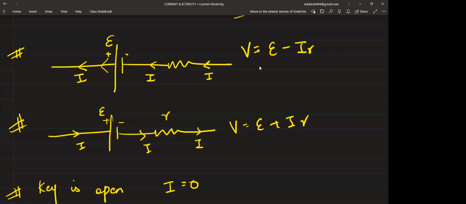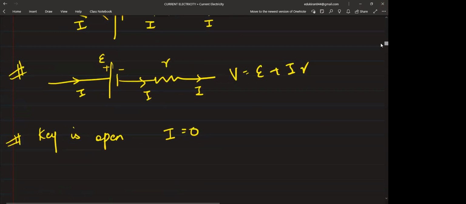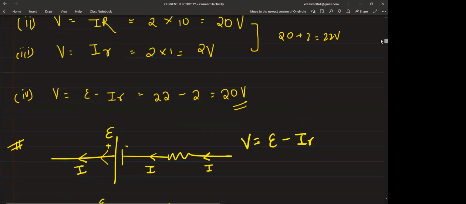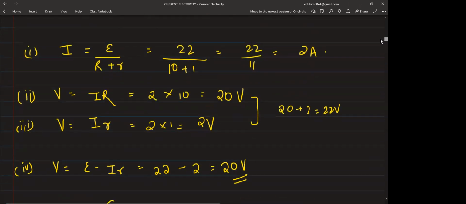But if you see, this is getting out from the negative one and going in the positive one, going out from negative and going into positive, then we put a plus sign. So if the key is open, current is 0, potential difference is also 0. This is your entire topic of this, a short topic, but an important one. Write it first.